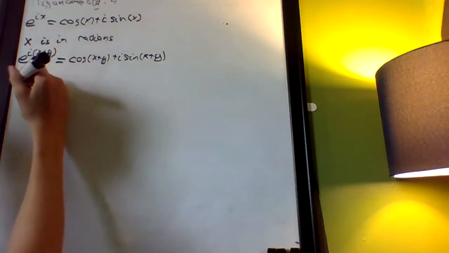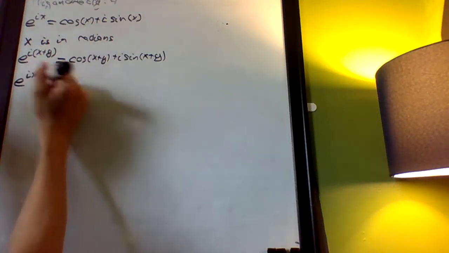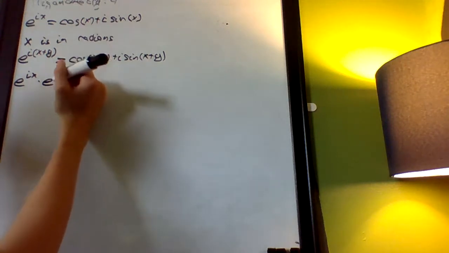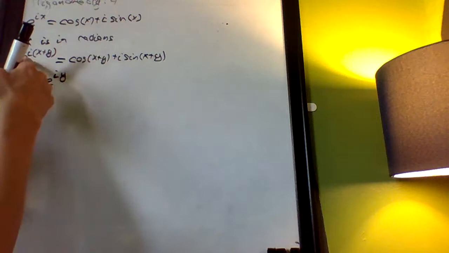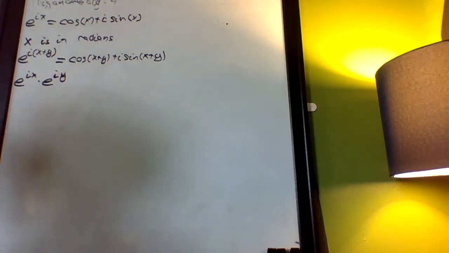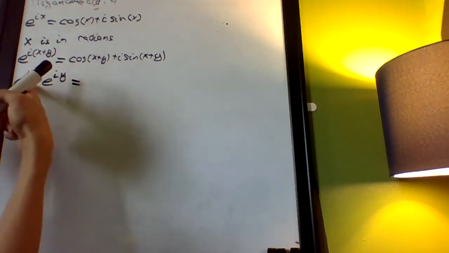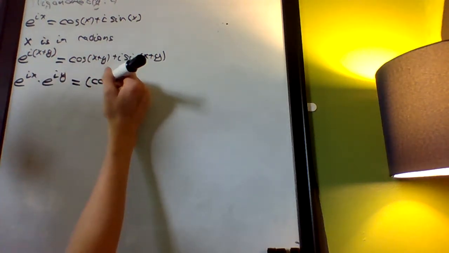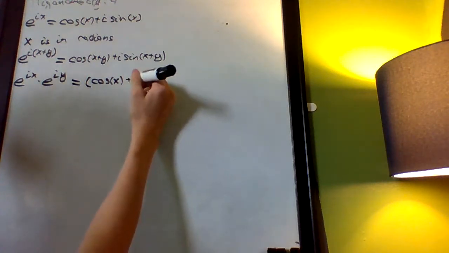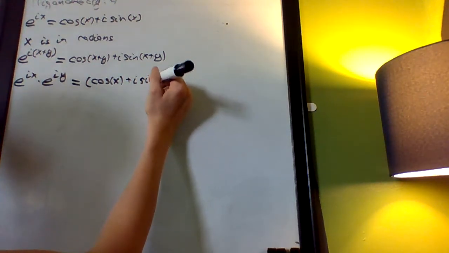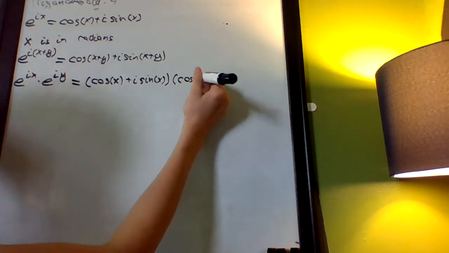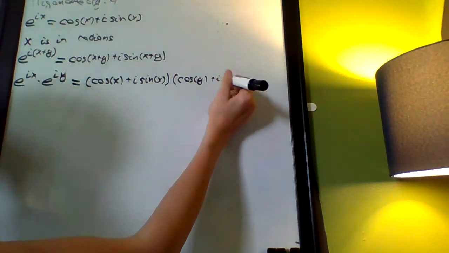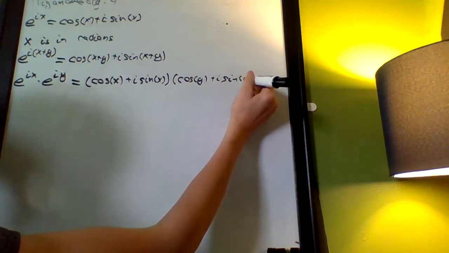But now we can split this up. It's going to be e to the ix times e to the iy, right? Distribute it, and then you can use the multiplication. But we know what each of these are going to be. It's going to be cosine of x plus i sine of x, and we're multiplying this by cosine of y plus i sine of y.